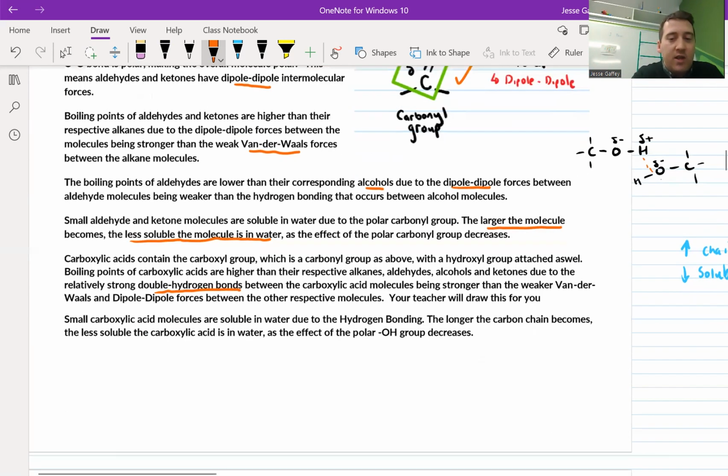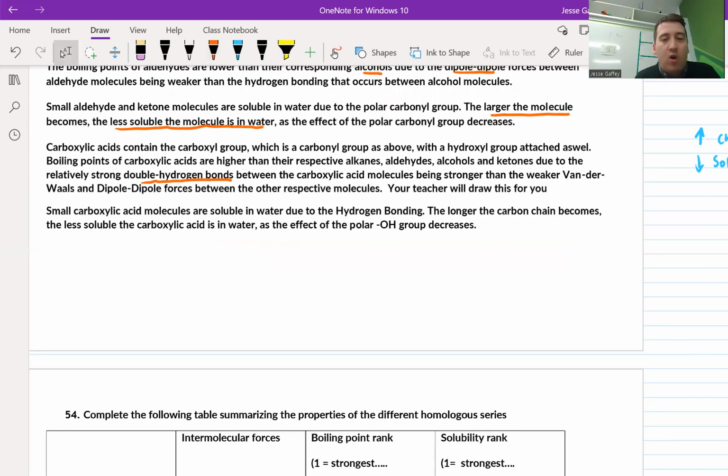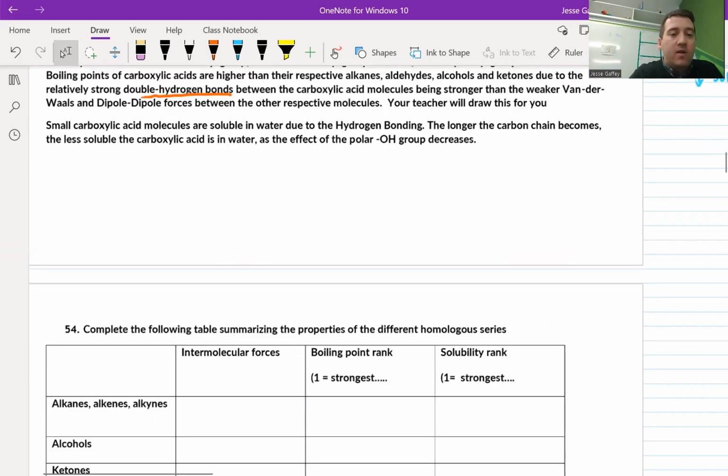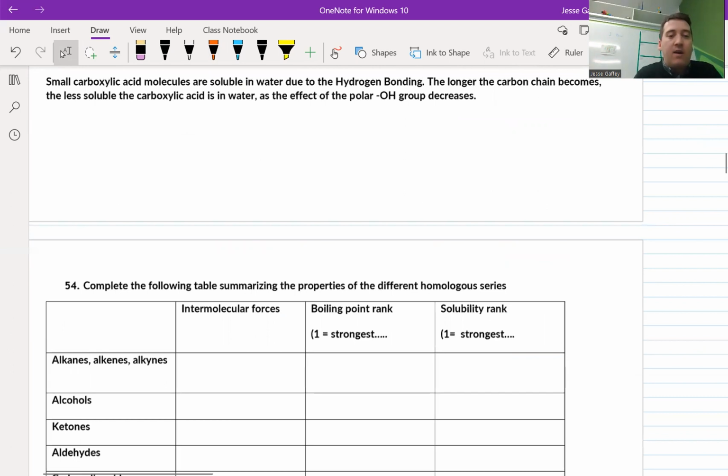And we've done that. It says your teacher will draw that double hydrogen bonding. We've done that already. Small carboxylic acids are soluble in water due to the hydrogen bonding. But again, it's the same rule. The longer the chain comes and overshadows that hydrogen bonding, the less soluble the carboxylic acid is in water. Okay, so let's see, can we fill out this table now?